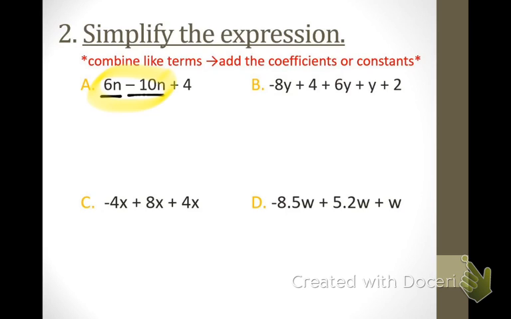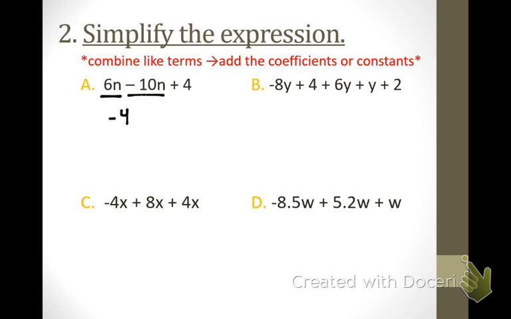Different sign. Different sign. Tell me the rules. Same sign, add and keep; different sign, subtract and take. Since these are different signs, I have to subtract the numbers. What is 10 minus 6? 4, and then take the sign of the larger number, which was 10, and that's a negative. So this is negative 4.